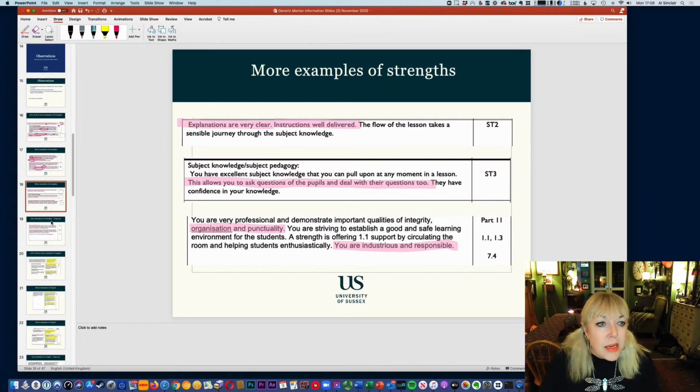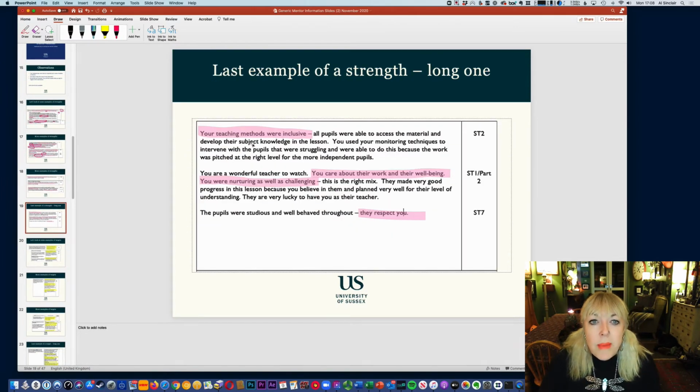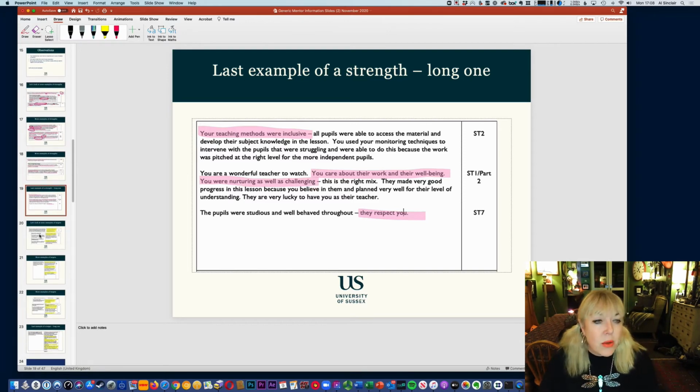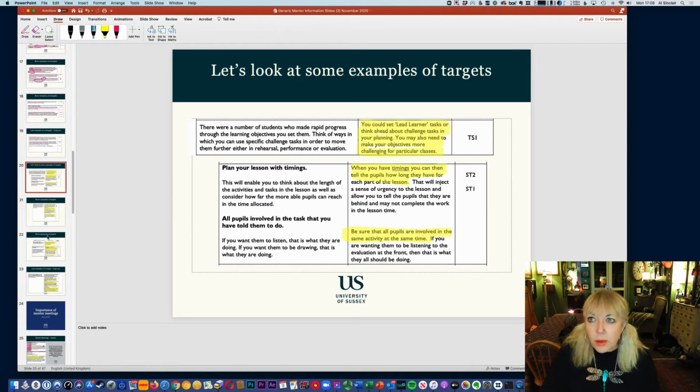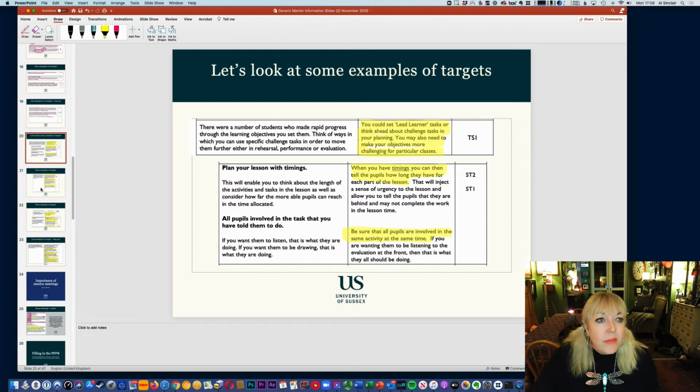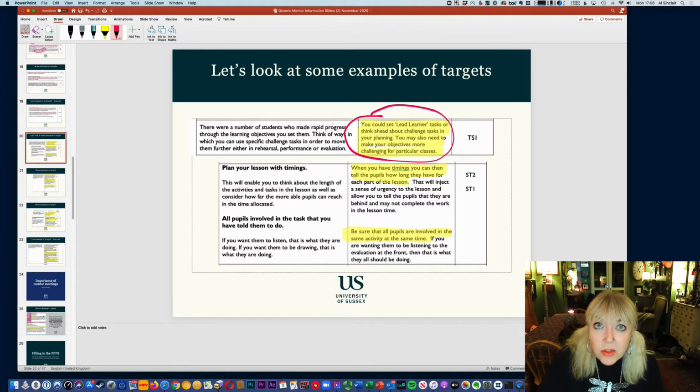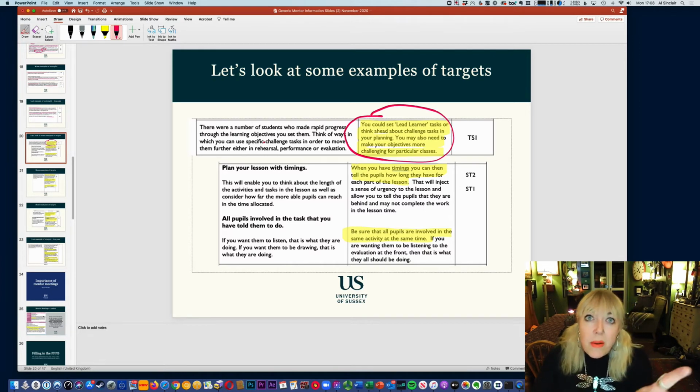Now, go ahead and look at those in your own time. This one's about being inclusive, so that we can tell them that you're covering all the different kids that you need to. Let's then have a look at some examples of some targets. Now, this is quite often much more challenging, and the bit that's really important are the suggestions, okay? Not just what went wrong, how do you fix it, okay?